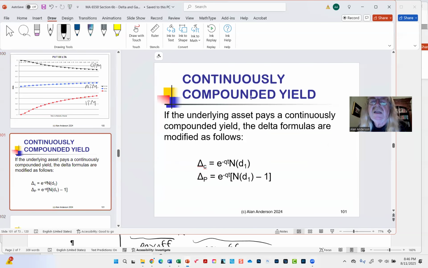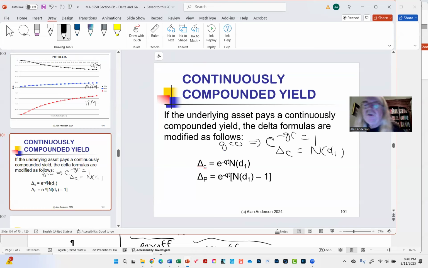Okay. Now, by the way, remember when we introduced Merton's extension of the Black-Scholes model, we introduced Q to represent the continuously compounded return to the asset. If we're using Merton's model, the formulas for the Greeks are going to be just a tiny bit different. Now, e to the minus qt, if q is 0, like in the original Black-Scholes model, then this expression is just equal to 1.